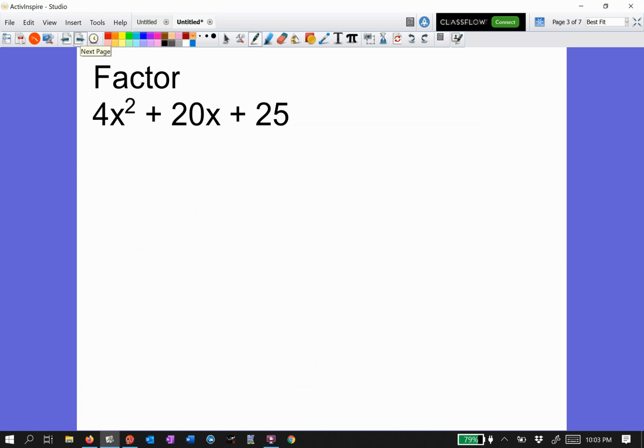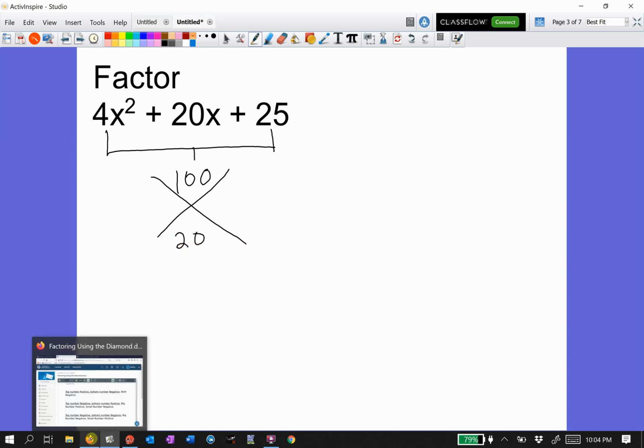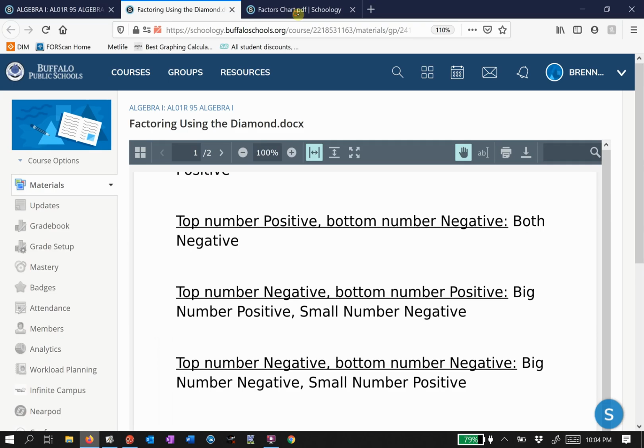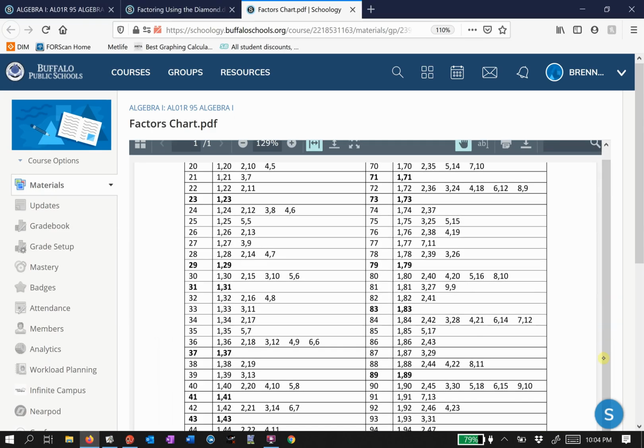Okay, I know we've got to multiply my first one and my last one, but it's not going to change anything. So 4 times 25 is going to be 100. And I've got 20 on the bottom. And all I'm going to do here is find my factors of 100. Now, you could do it in the calculator or you could use this sheet. I do not care which one you do.